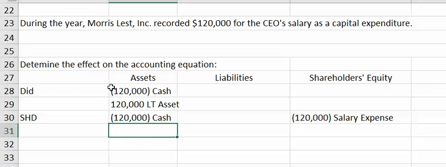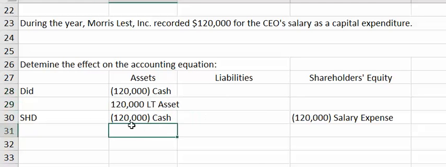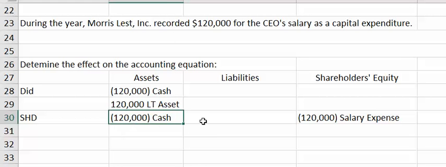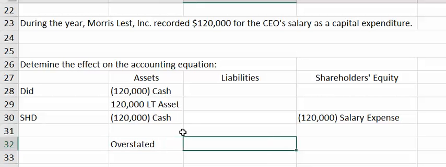So when you look at the effect on the accounting equation, their total assets did not change. What should have happened is the assets should have gone down. So as a result of this error, the assets are overstated or too high. Liabilities, they did nothing to them. They should not have done anything, so these are just fine.